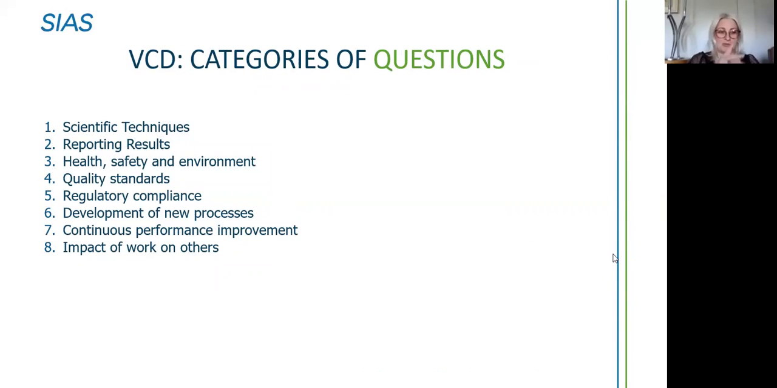Although I've put the numerical order on here, it's not necessarily that we will ask a scientific techniques question first, followed by a report and results question, and then a health and safety and environment question. It will be very much at the discretion of the SIAS assurer as to what order these categories of questions are asked in. Depending on what the apprentice might have said for question 0, that might lead them nicely into one of the areas they're going to discuss. Or equally, the SIAS assurer might pick up on something from the presentation and want to delve a little bit further into that.